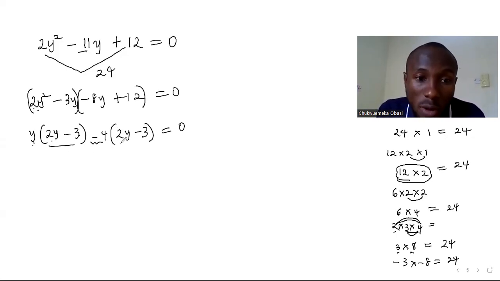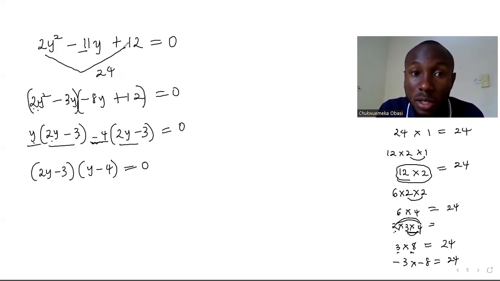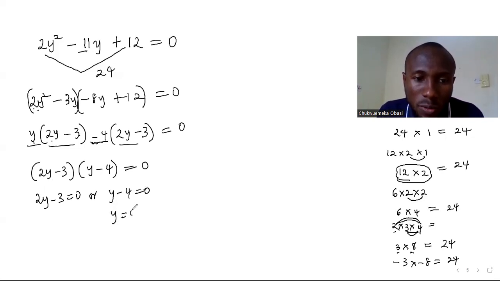So these guys are common. Factor them out again: 2y minus 3, and you're left with y and minus 4. That will be the next factor, equal to 0. This is the factored form of this quadratic equation. So now we equate them to 0. 2y minus 3 equal to 0, or y minus 4 equal to 0. From here, y is equal to 4. And here we got 2y equal to 3, and y is equal to 3 over 2.